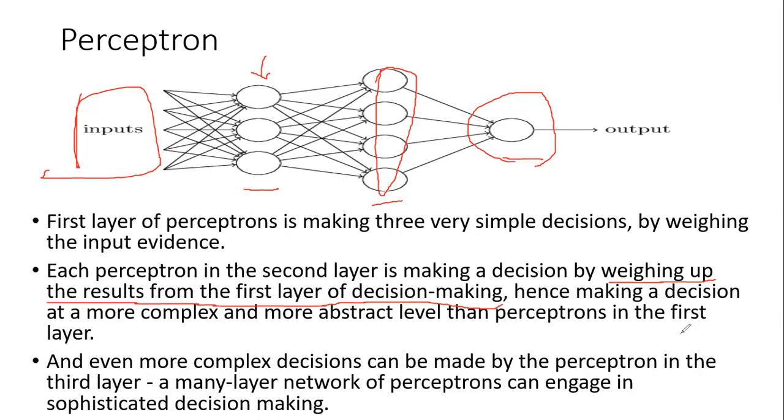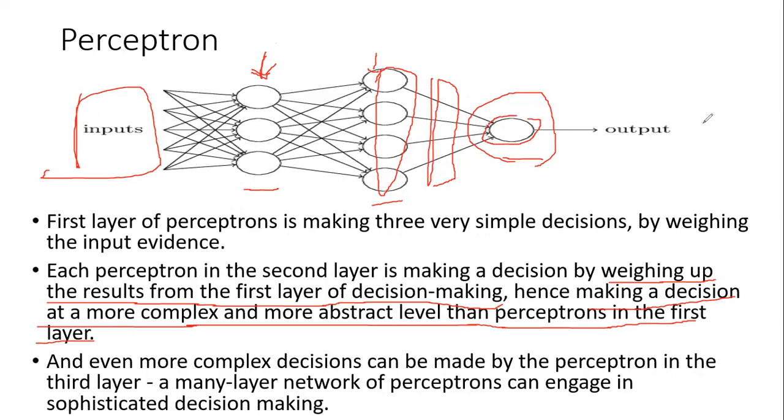So when we make decisions at different layers, we make a decision at a more complex and more abstract level than perceptrons in the first layer. The first layer is this layer, so it learns something which is really basic. The second, hidden layer is this layer, and it learns something more complicated. Maybe there's a third hidden layer, which learns something even more complicated. And then finally, I'm able to recognize something and make a decision.